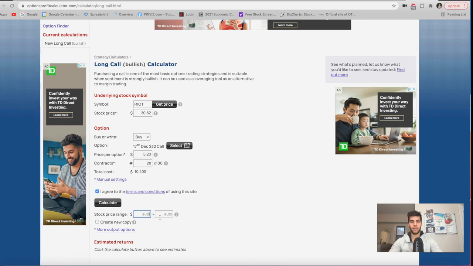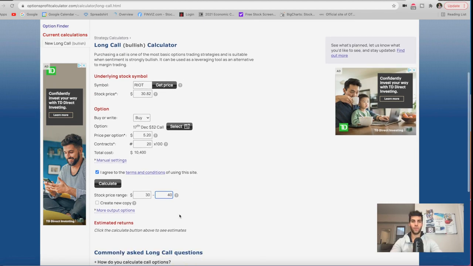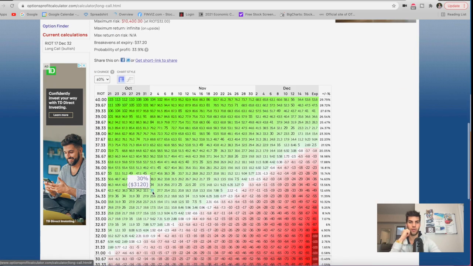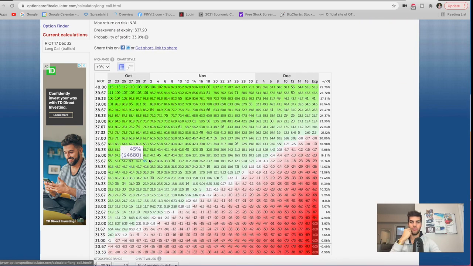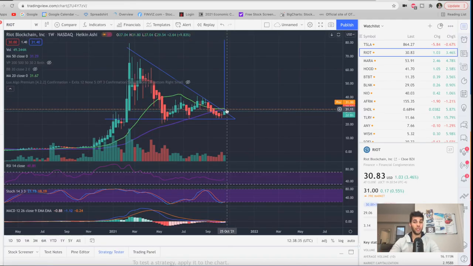Then we're going to calculate based on if Riot is trading anywhere from $30 to $40 over the next 2 months, and we're going to see how that looks on the chart here. Let's say Riot crosses that $35 mark at the end of October. Well, we'd be looking at about 45% return within 2 weeks, and that's about $4,680 on the $10,000 position. What we could see, which is less probability, but it's possible, is the massive run upwards toward about 60 in the next 1 to 2 months.